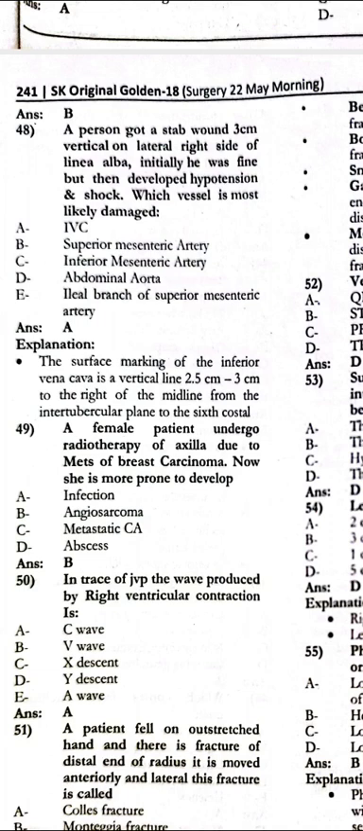A female patient underwent radiotherapy of the axilla due to metastasis of breast carcinoma. Now she is more prone to develop angiosarcoma. In the trace of JVP, the wave produced by the right ventricular contraction is the C wave.